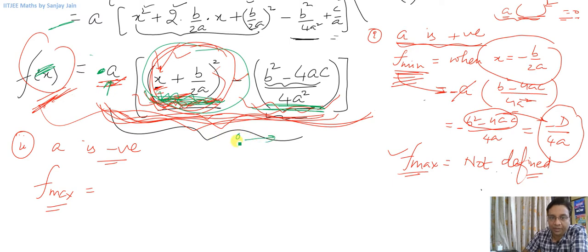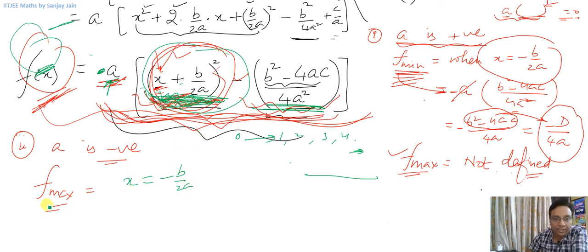Anything apart from 0 will be positive, like let us say 1, 2, 3, 4. And when this a is negative, and if this value keeps increasing, the effective value of f of x will keep decreasing. Okay, so the maximum it can have is when this bracket becomes 0. That means f of max will be where x is equal to minus b by 2a. That is, this expression becomes 0.